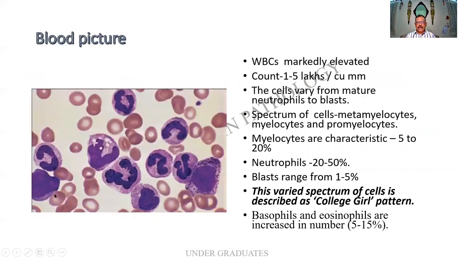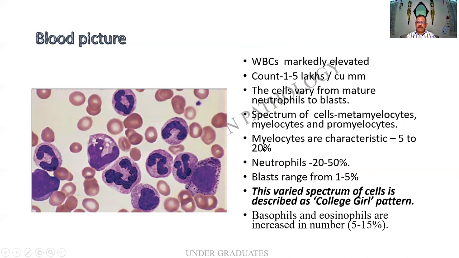The blood picture, as I told you, how can we describe it? RBCs are normocytic, normochromic. WBCs are markedly elevated. The count can vary from 1 to 5 lakhs per cubic millimeter. The cells vary from mature neutrophils to blasts. And there is a spectrum of cells, namely metamyelocytes, myelocytes, and promyelocytes. And this is the usual percentage.